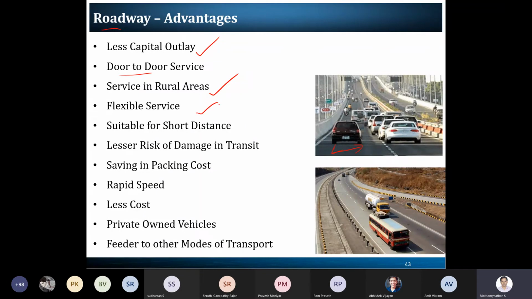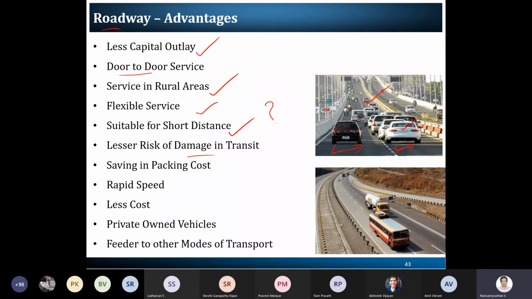It gives flexible service, best suited for short distances. Within Tamil Nadu it is fine, but Tamil Nadu to Bihar, if you want to travel by road, definitely it creates comfort and convenience issues. Then there is a lesser risk of damage in transit, based on the facilities currently provided. Then it saves cost, because if you provide road facilities, the costs in terms of congestion and vehicle damage can be saved.